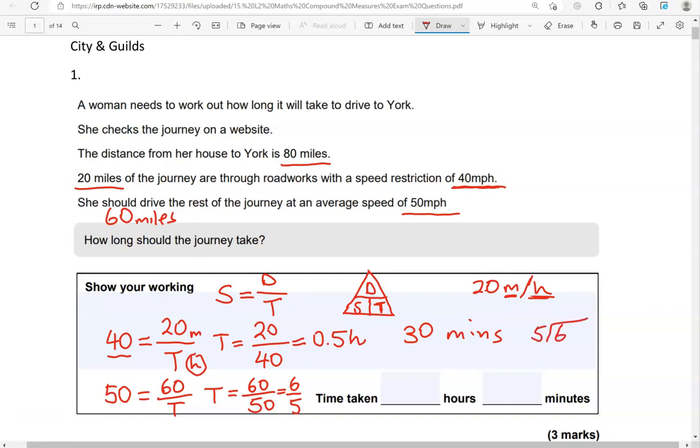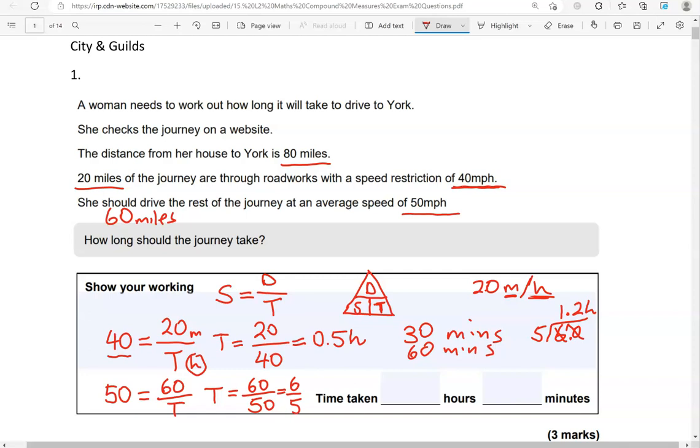How many 5s fit into 6? That's 1, and we have 1 remaining. We've run out of digits, so we're going to put a decimal point here and in the answer as well. And we can add zeros. How many 5s into 10? That is exactly 2. So 1.2 hours. 1, we know that's 1 hour, so that's going to mean 60 minutes.